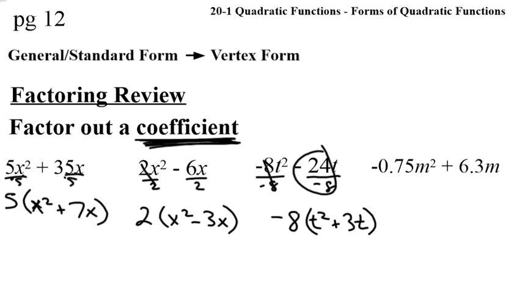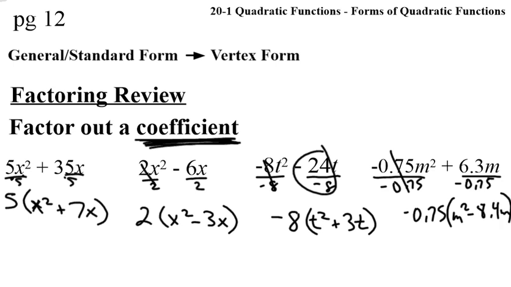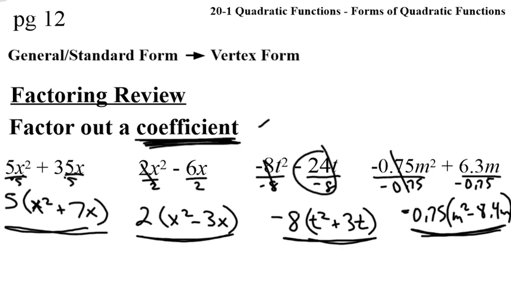The last one looks a little uglier because of the decimals. What do we want to divide out? We want to get m squared by itself, so we're going to divide out the decimal 7.5. Leaves us with m squared. Factor out, which means I divide by negative decimal 7.5 there, and I get subtract 8.4m. So this little factor out a coefficient leaves us with something that I'm hoping you're looking at and going, wait a second, that looks familiar.